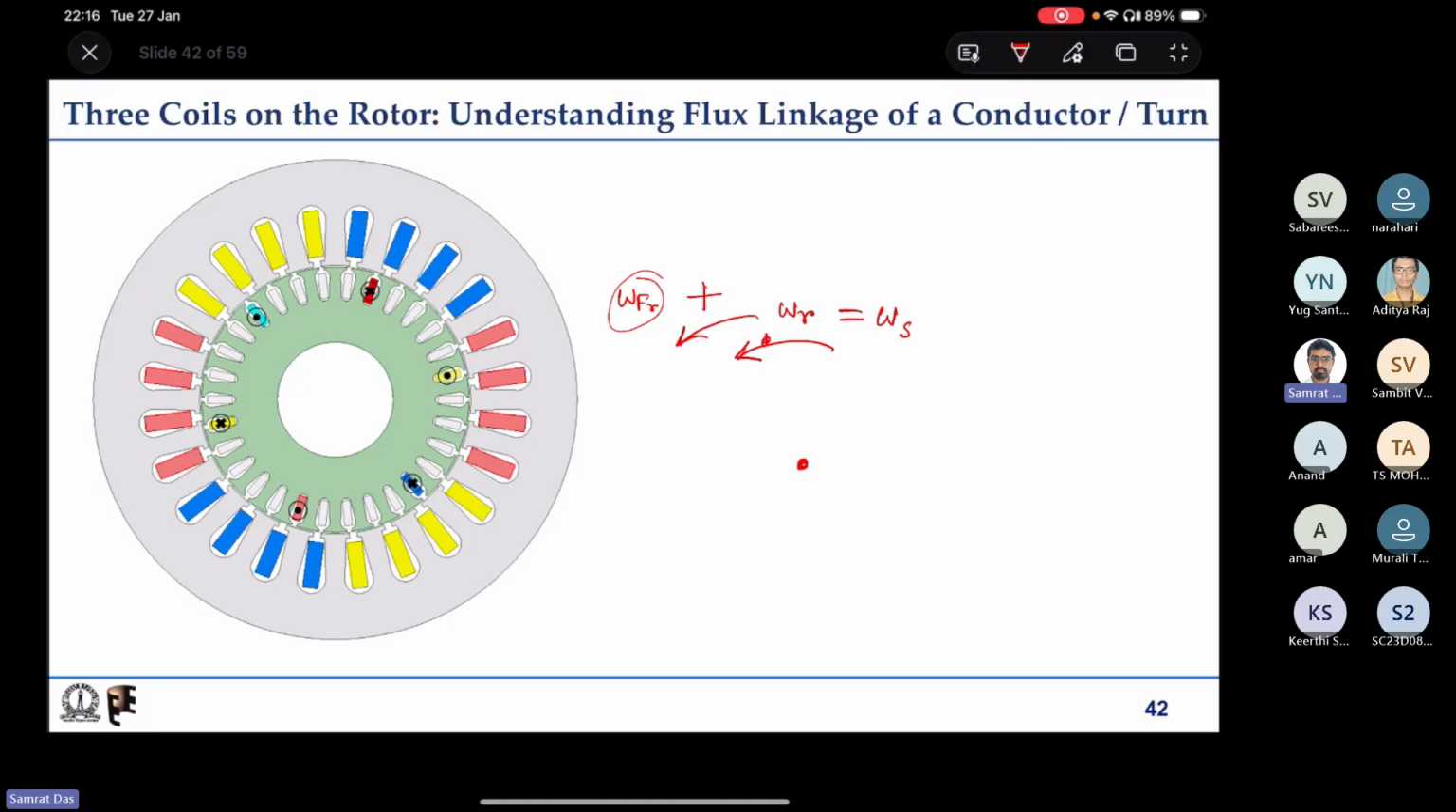Next day, the question we'll ask is whether it is actually necessary to give the second excitation into the rotor, or whether there is some case where it will naturally take care of itself. That is where we'll start the next day's session.